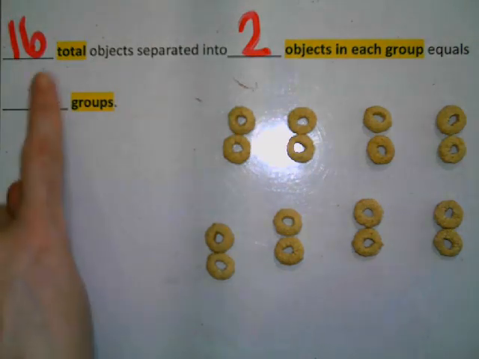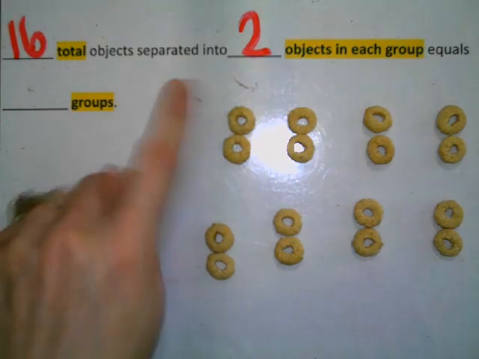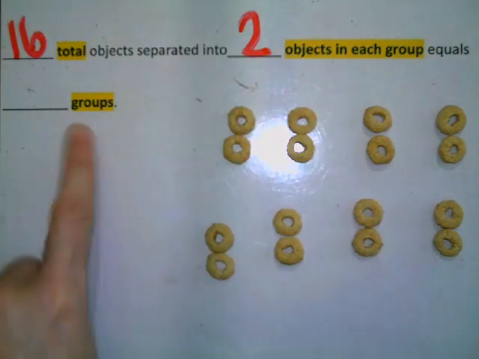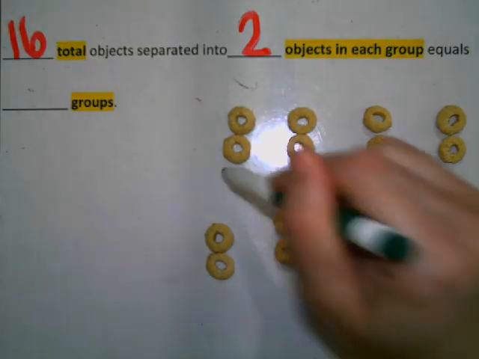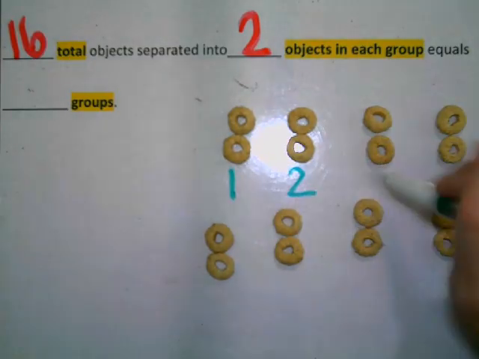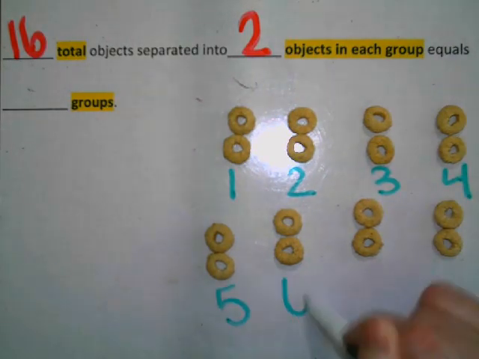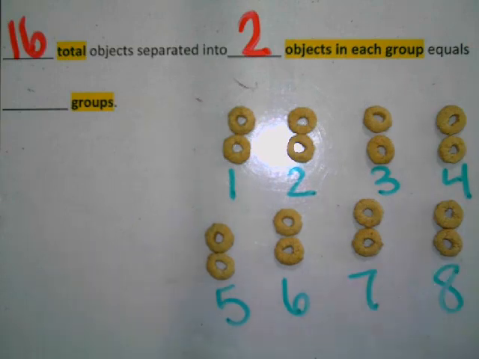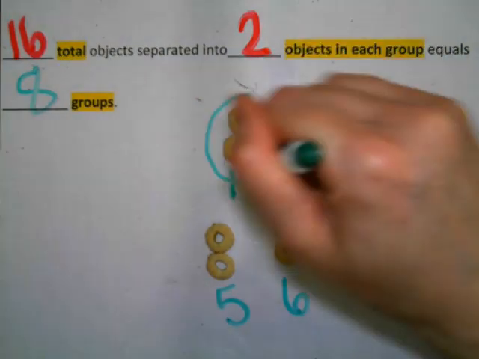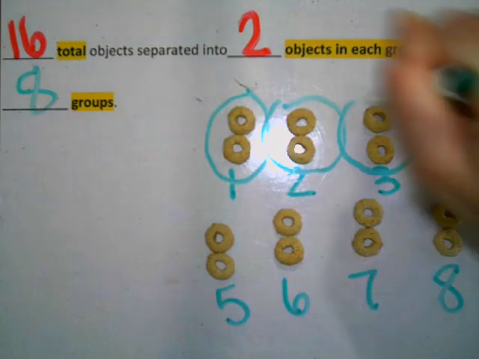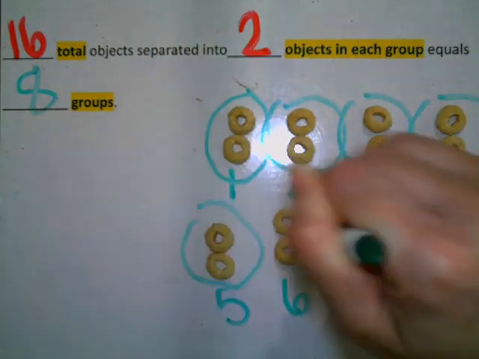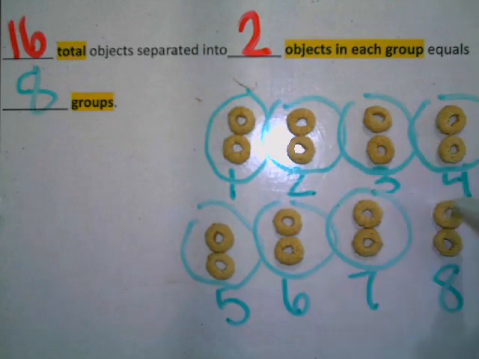So when I have 16 total objects and I separated them into 2 objects in each group, let's see how many groups that made. That made 1, 2, 3, 4, 5, 6, 7, 8. It made 8 groups. Now, if you like your groups to be in circles or squares, you can circle them or put squares around them. But I still made 8 separate groups. All right, let's try another one.